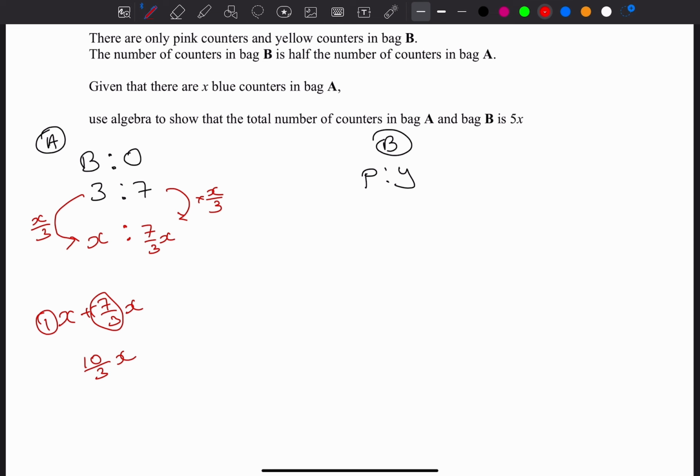And we want half of it, so divide this by 2. Let's put it on a calculator. 10 over 3 divided by 2 will give you 10 over 6, which is 5 over 3. So the total in here is 5 over 3X.